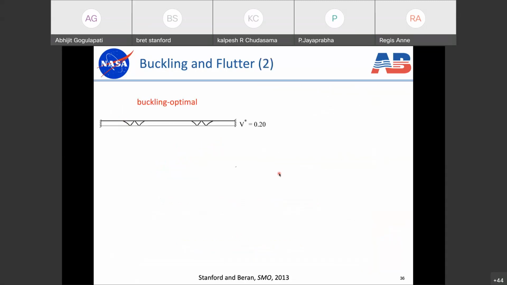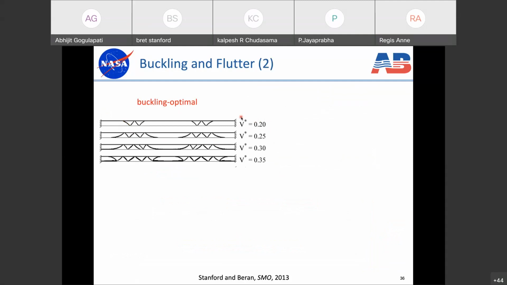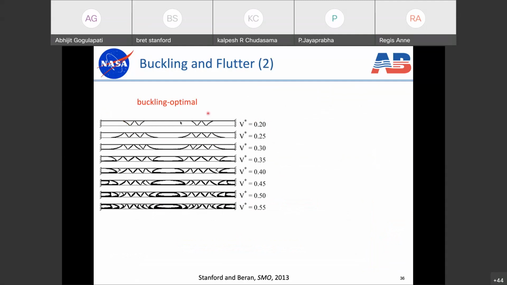So if we look a little bit closer at the relationship between topology and the physics that we care about, this is a buckling optimal topology at a volume fraction of 0.2. We can rerun the optimization at a higher volume fraction, 0.25 and 0.3 and so on, and we can increase the volume fraction all the way to 0.55. And you can see how the topology changes in response to this change in the volume fraction constraint boundary. Basically, we get these diagonal members get thicker and thicker, and the wavelength of the diagonal members begins to shrink as well.